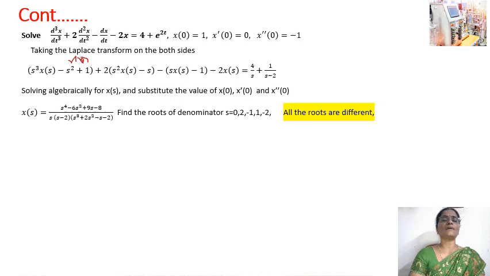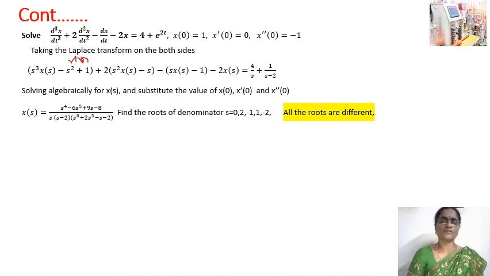This is the final Laplace form of the given ODE, that is X of s equal to something in the numerator and something in the denominator. Okay, so this is the Laplace form of the given ordinary differential equation. Now the important step: we are going to solve this by using the inverse partial fraction method. So what is it?